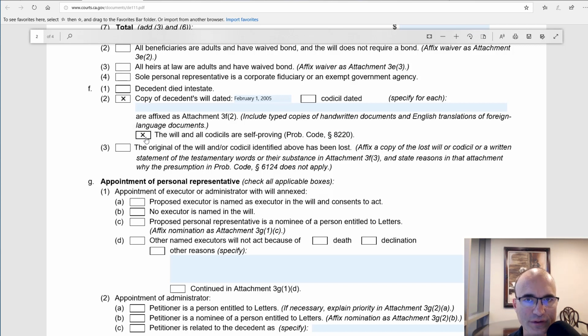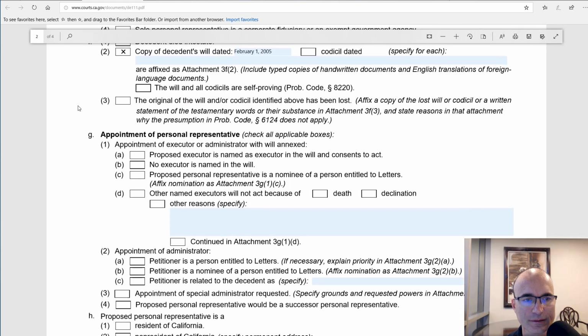If it is a self-proving will, it makes your job a lot easier because you don't have to hunt down those witnesses when you file this petition. You just file the will and you're good to go. If it's not a self-proving will, then you've got to find the witnesses and have them sign a form. And that can be a real pain because sometimes it's hard to find these witnesses many years later. So most wills are self-proving, and you would check that box.